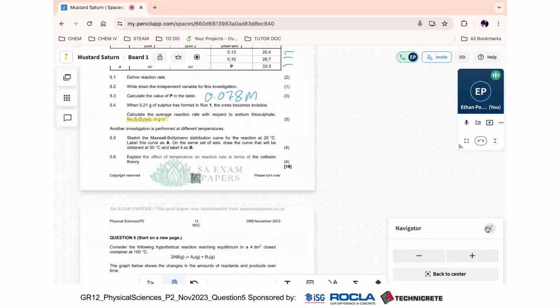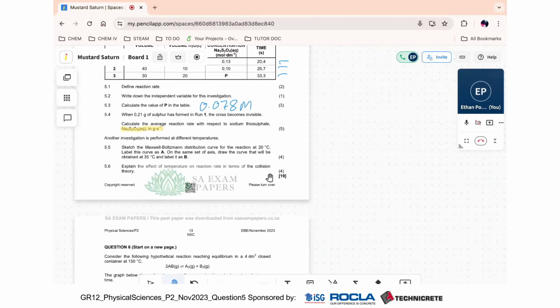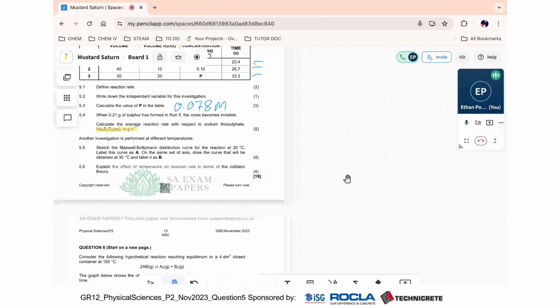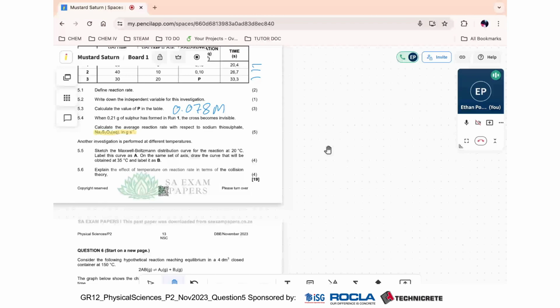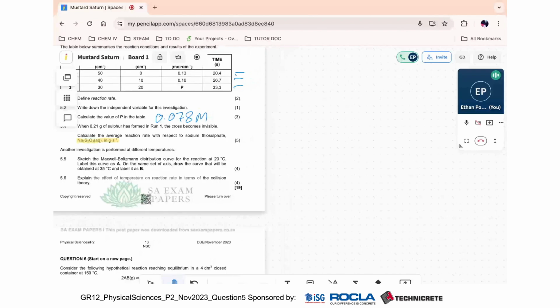All right. So moving on to the last 2 questions. So these are sketching questions. Okay. Sketch the Maxwell-Boltzmann distribution curve for the reaction at 20 and label this curve A. On the same set of axes, draw the curve that will be obtained at 35 and label it B. All right. So what's a Maxwell-Boltzmann distribution curve?